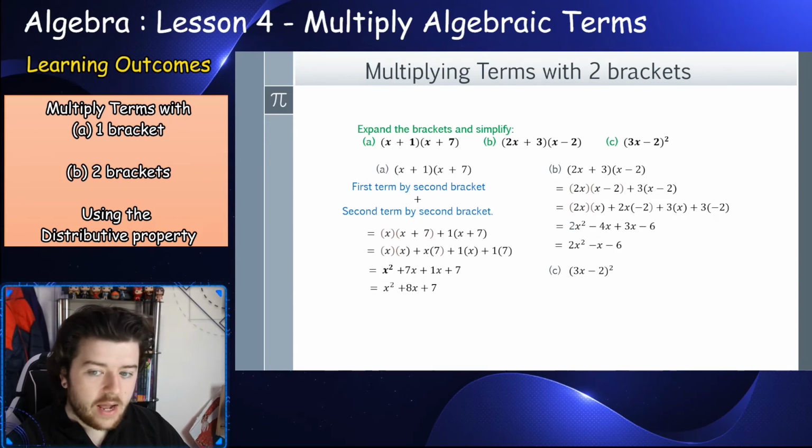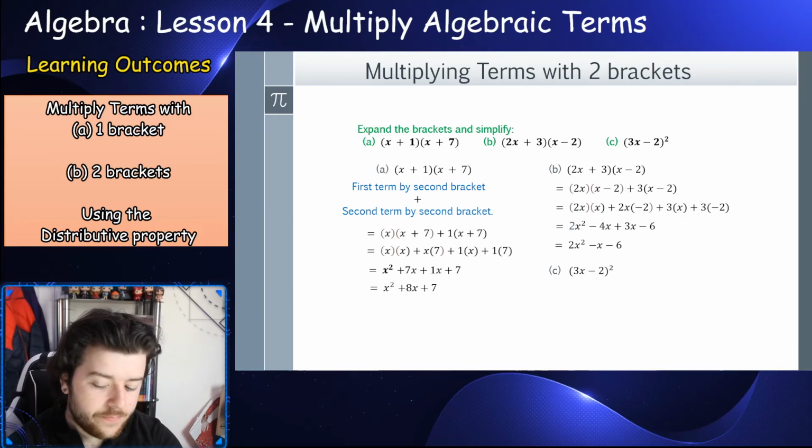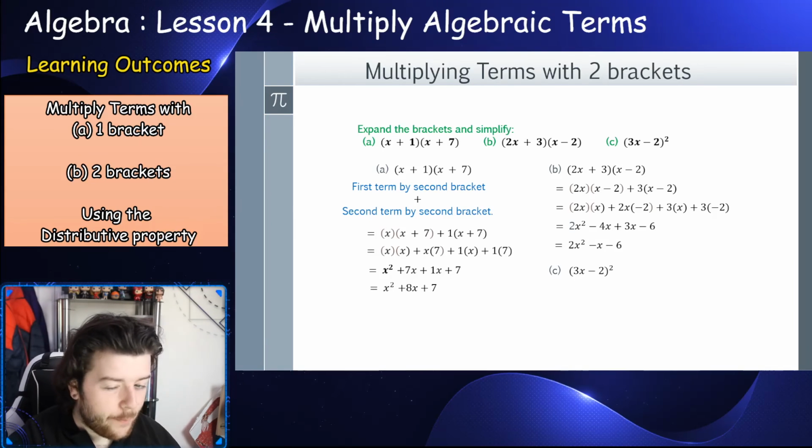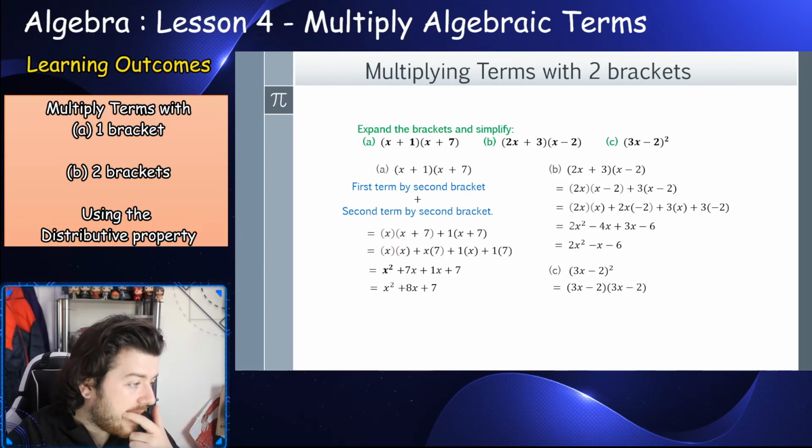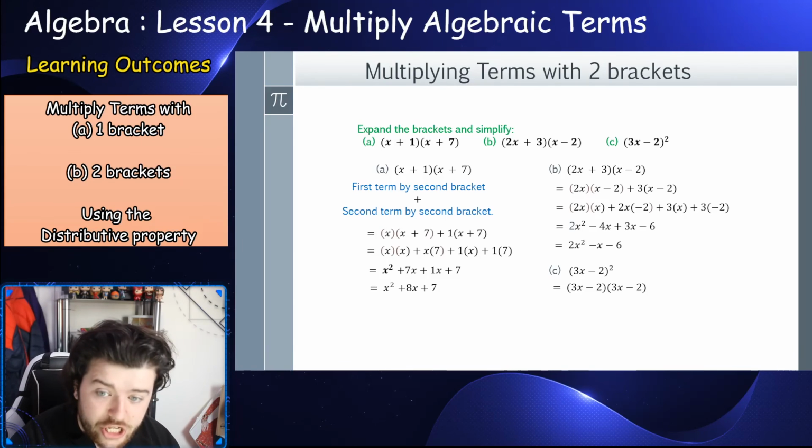So let's have a look at the last example here. So now I have 3x minus 2 squared. So this is where it gets a bit tricky. Anyway, 3x minus 2 squared. When I have something squared, I'm multiplying it by itself, aren't I? So if I have a bracket squared, that means I'm squaring the entire bracket. So that in turn is going to be 3x minus 2 times 3x minus 2.